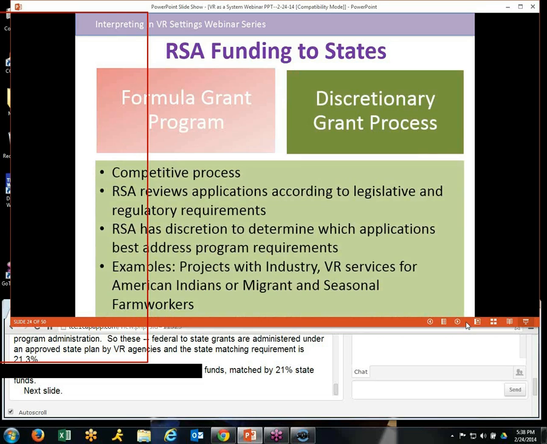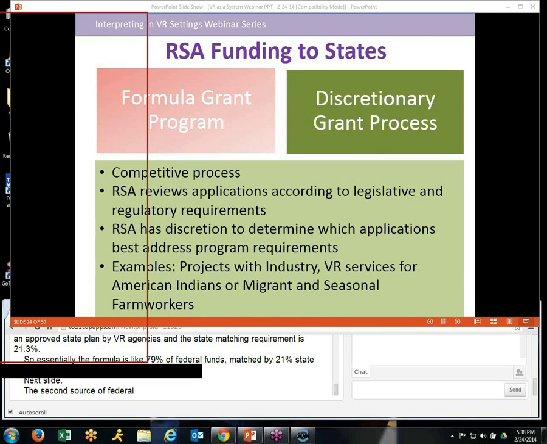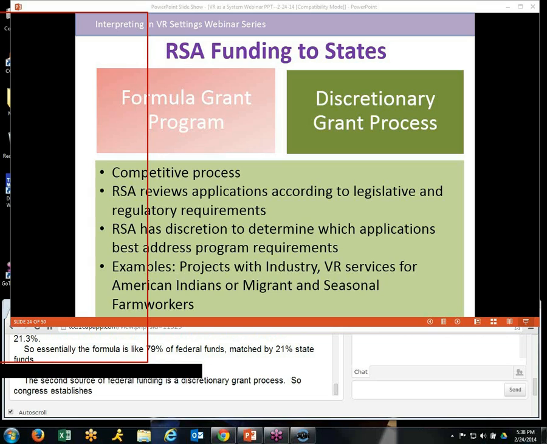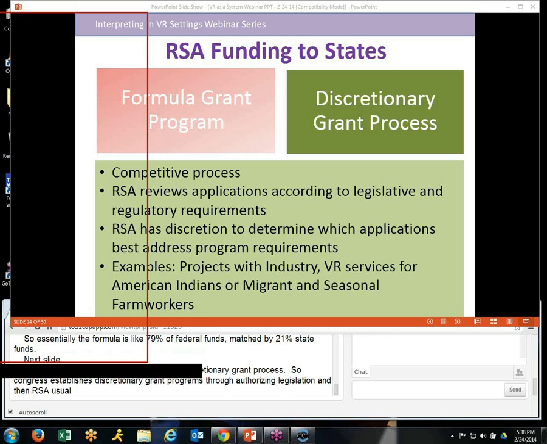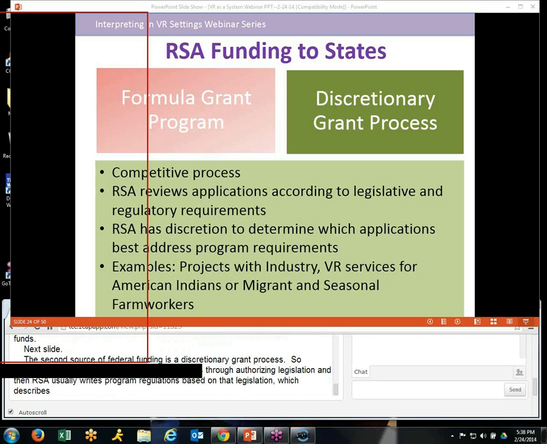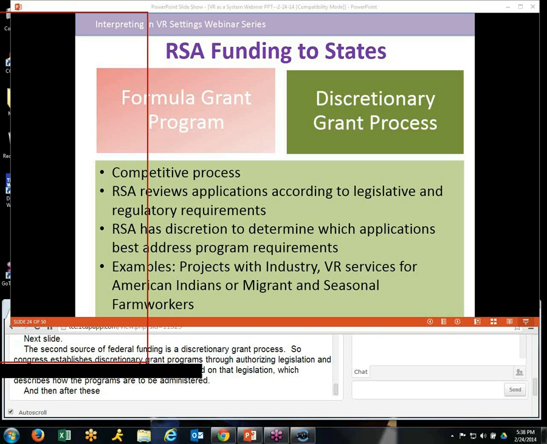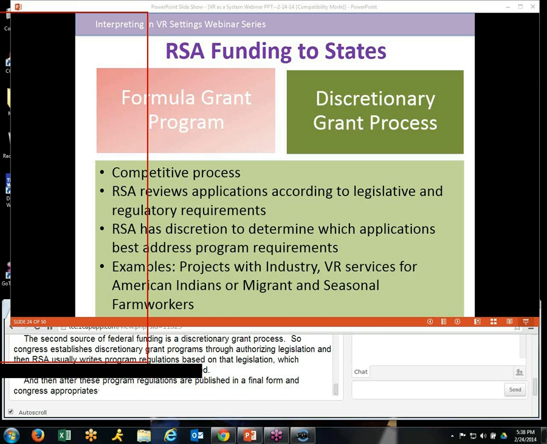The second source of federal funding is a discretionary grant process. So Congress establishes discretionary grant programs through authorizing legislation, and then RSA usually writes program regulations based on that legislation, which describes how the programs are to be administered. And then after these program regulations are published in a final form and Congress appropriates the money for the programs, then RSA elicits applications and makes selections and grants awards.